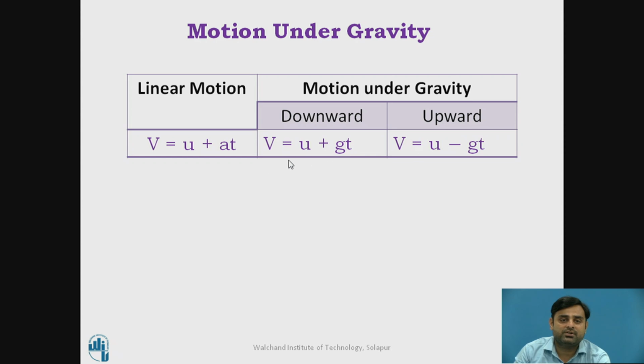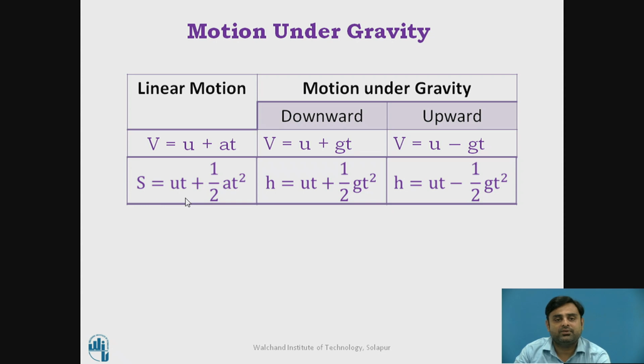So see, this is the first equation, v is equal to u plus at, in linear motion. Here a is replaced by acceleration due to gravity, g, in the motion under gravity. If the motion is downward, towards the acceleration due to gravity, then g is taken as positive. And if the motion is upward, that is, against the acceleration due to gravity, then g is taken as negative. So here v is equal to u plus gt, or v is equal to u minus gt.